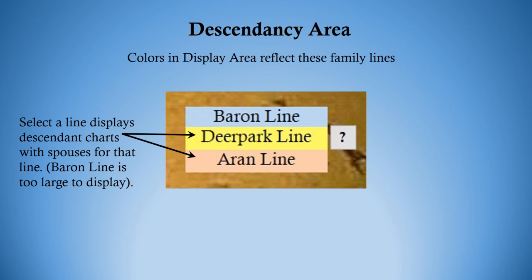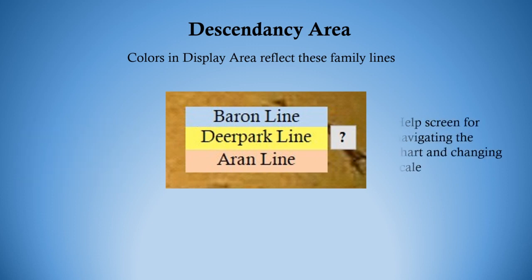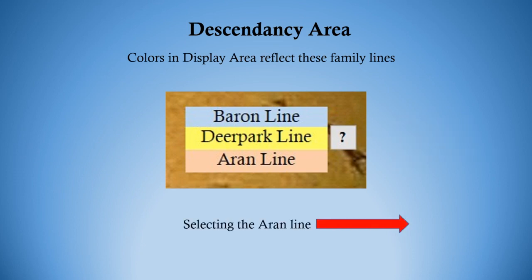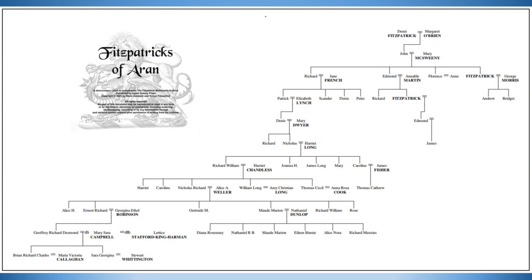The barren line is too large to display. A help screen is shown for navigating the chart and changing the scale. Selecting the Aaron line will show the Aaron line chart. The Aaron line chart displays the known descendants from Dennis Fitzpatrick. The chart may be enlarged as necessary, as shown here.